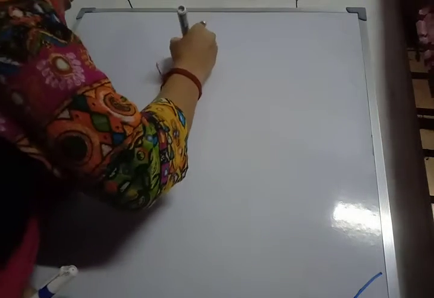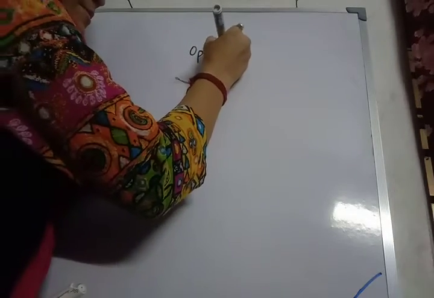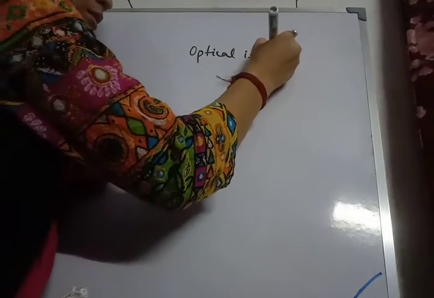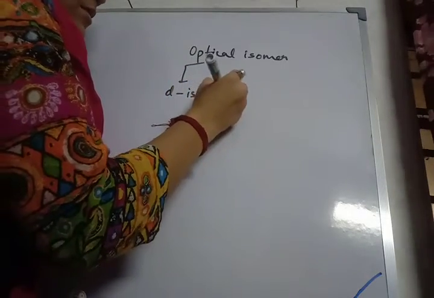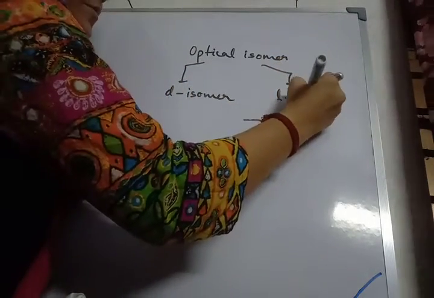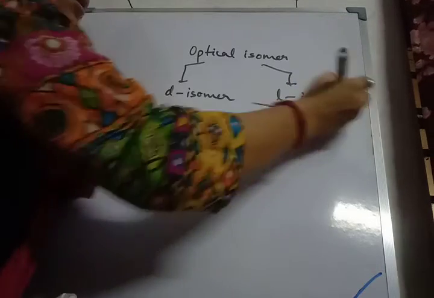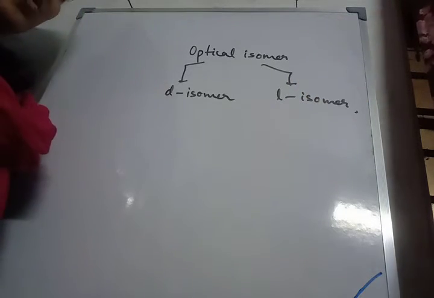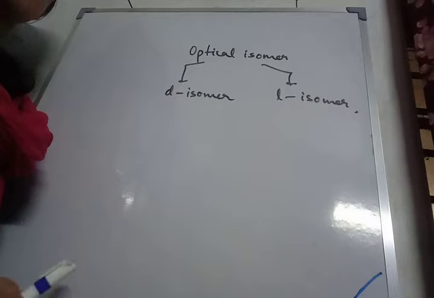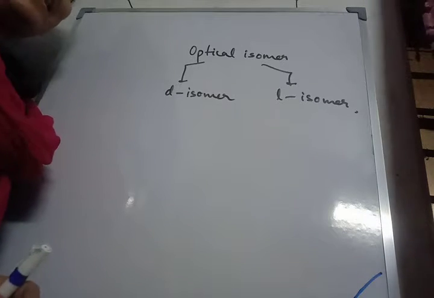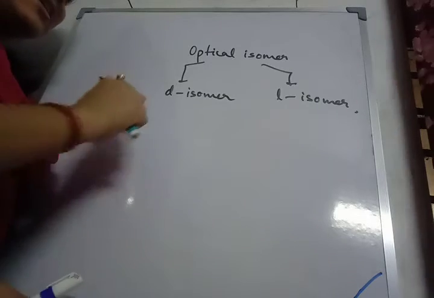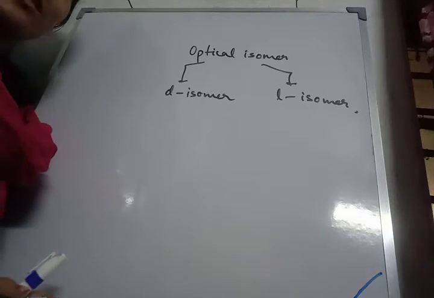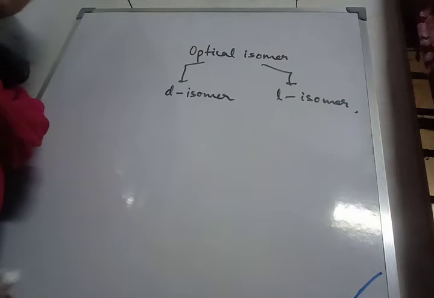Okay, now when we talk about the types of optical isomers, we have two types. First one, D isomer, and this one is L isomer. D isomers are those that rotate plane polarized light to the right, and L isomers are those which rotate plane polarized light to the left. D, the full form, is basically dextrorotatory, and L, full form, is levorotatory.